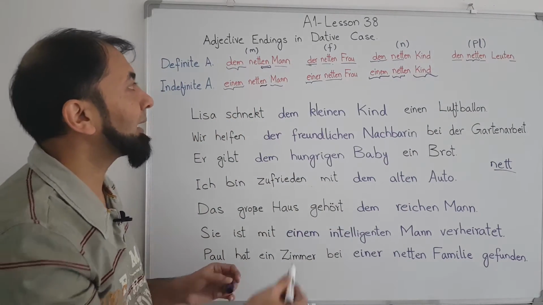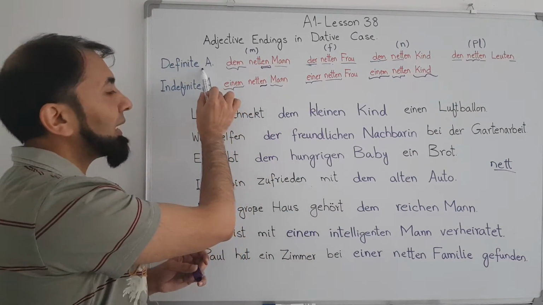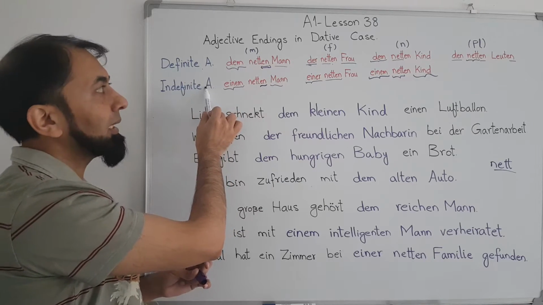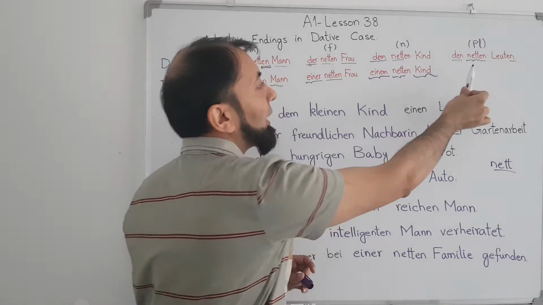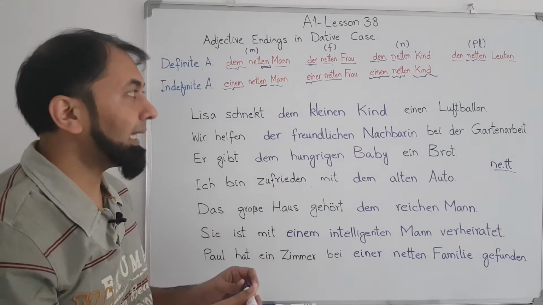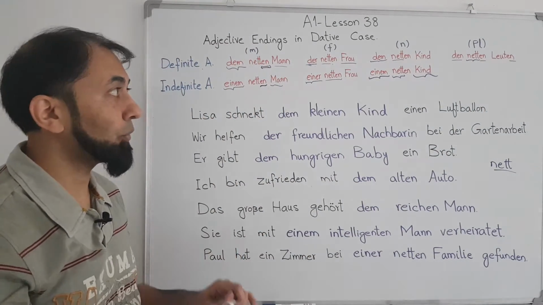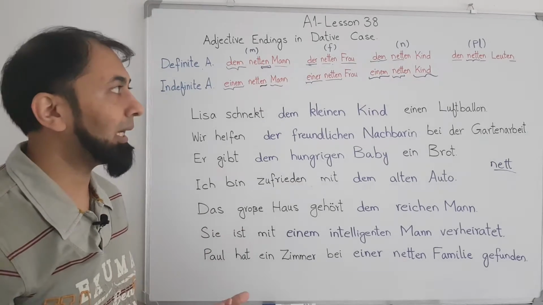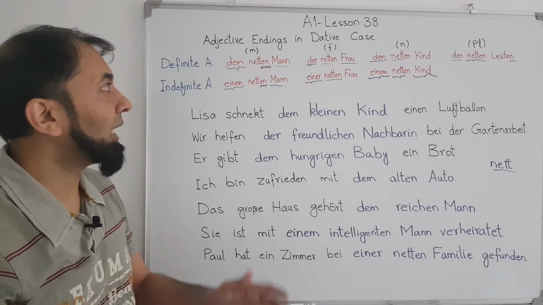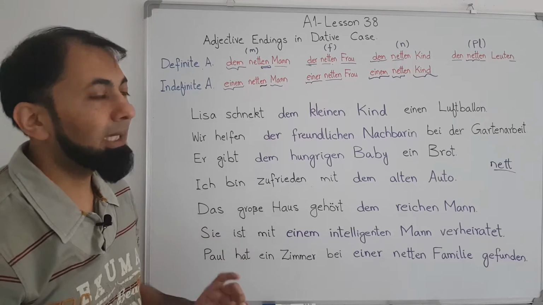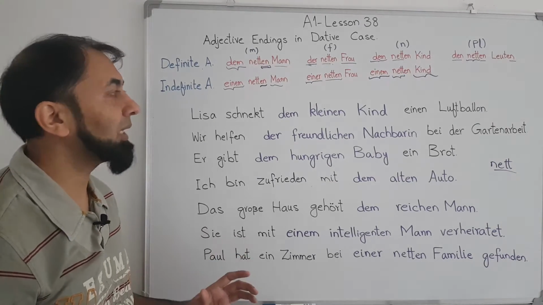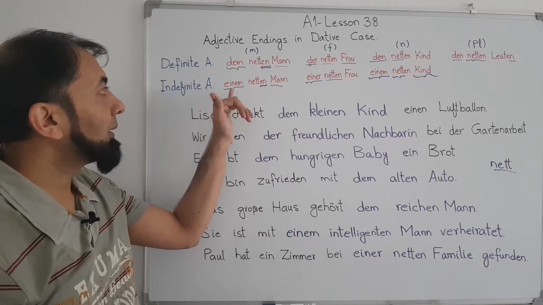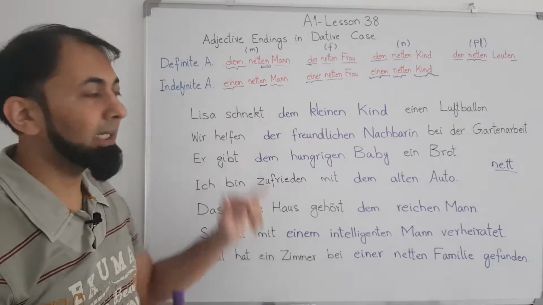So you can see that whether you use a definite article or an indefinite article for masculine, feminine, neuter and plural nouns, you have to add -en at the end of the adjective. So it is making our life much easier that we have to use -en at the end of the adjective whenever we use an adjective in the dative case after a definite or indefinite article.